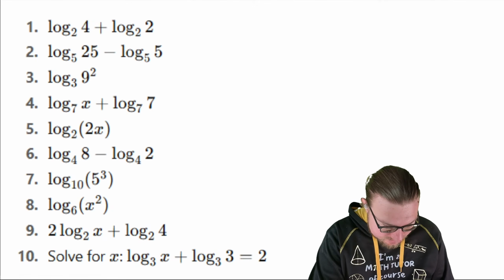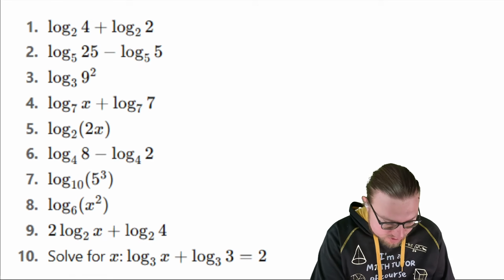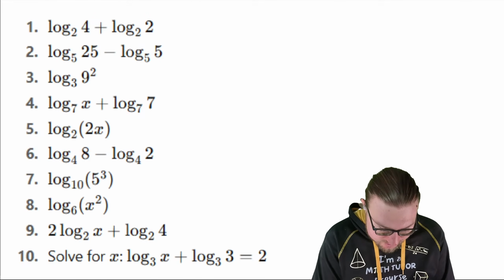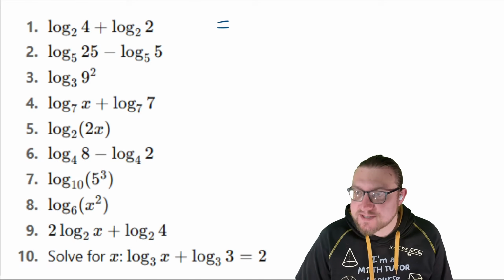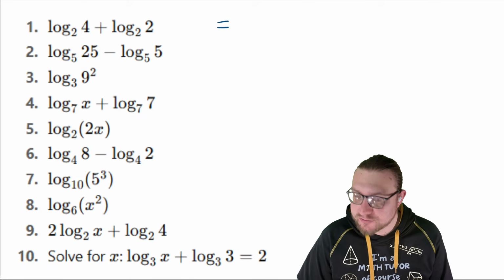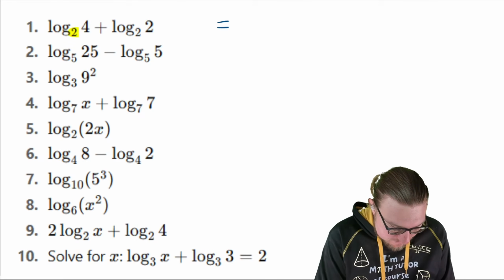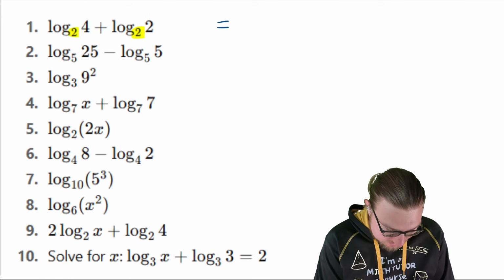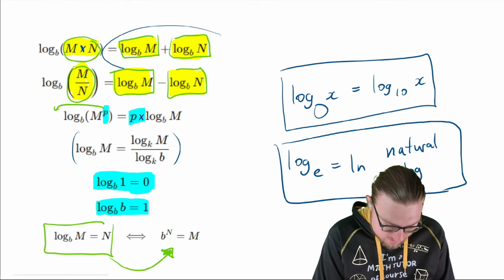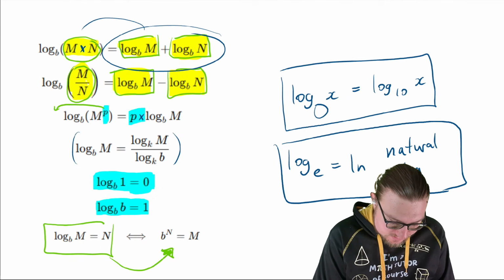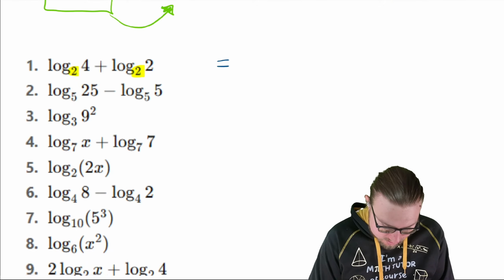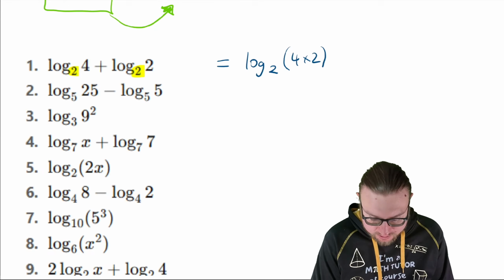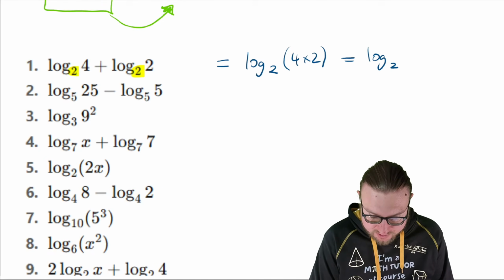Right, let's have a look at the next few questions. We're just going to go through them and make sure you're memorizing those rules as we go. So the first one here, we have log base 2 of 4 plus log base 2 of 2. We have the same base, which means addition becomes multiplication. That's our first rule over here. Addition becomes multiplication inside the logs. So we're going to get log, same base still, but we're going to get 4 times 2. So we have log base 2 of 8.